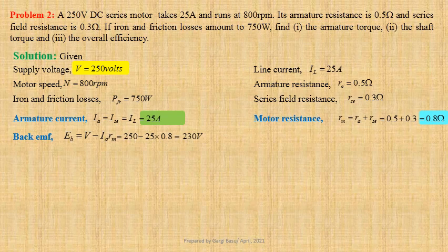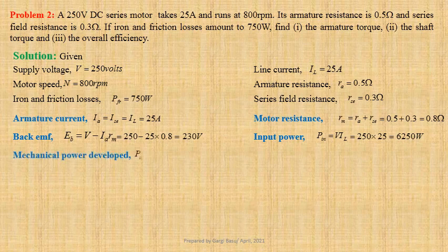Let us now calculate input power. Pin equals V into IL, that is equal to 250 into 25. That gives us 6250 watts. Mechanical power developed Pd equals Eb into Ia.